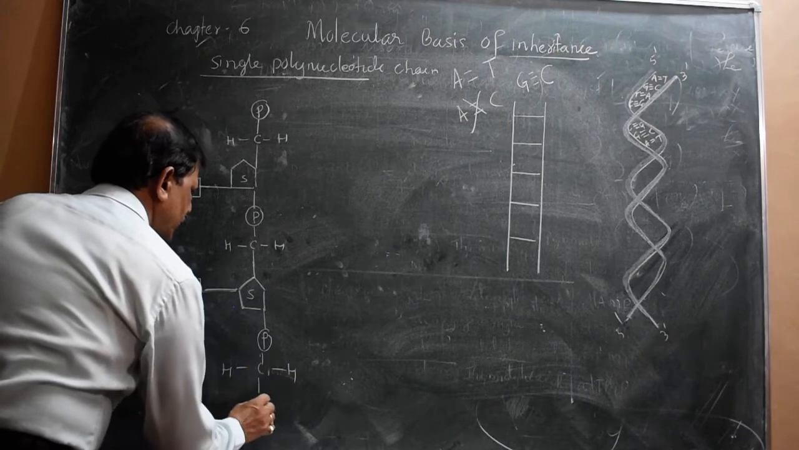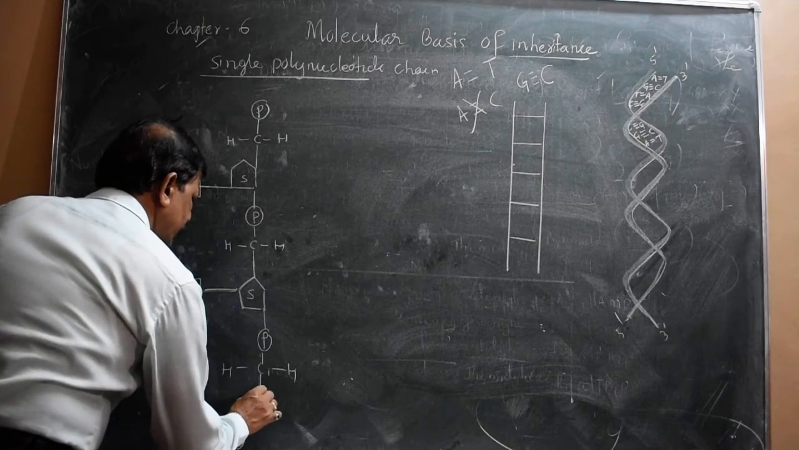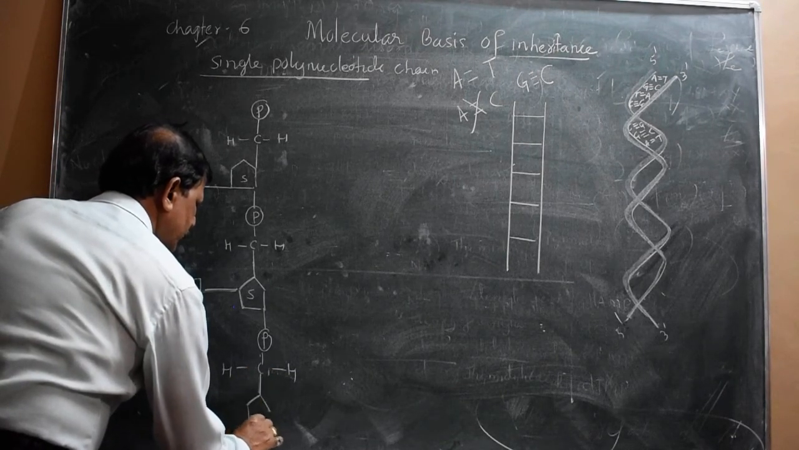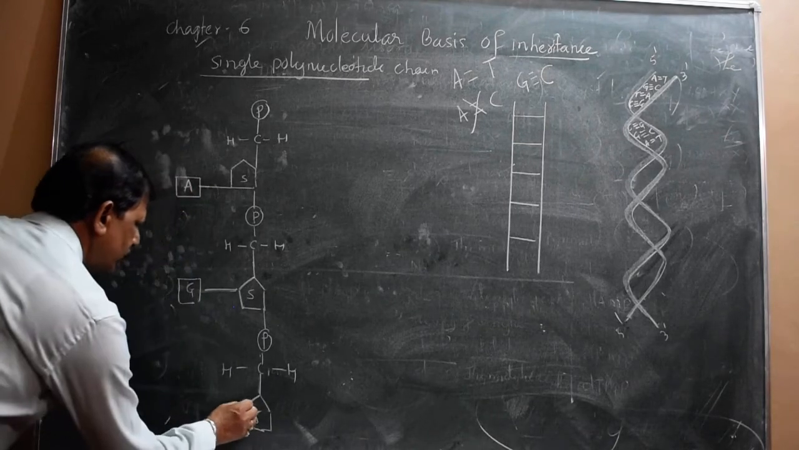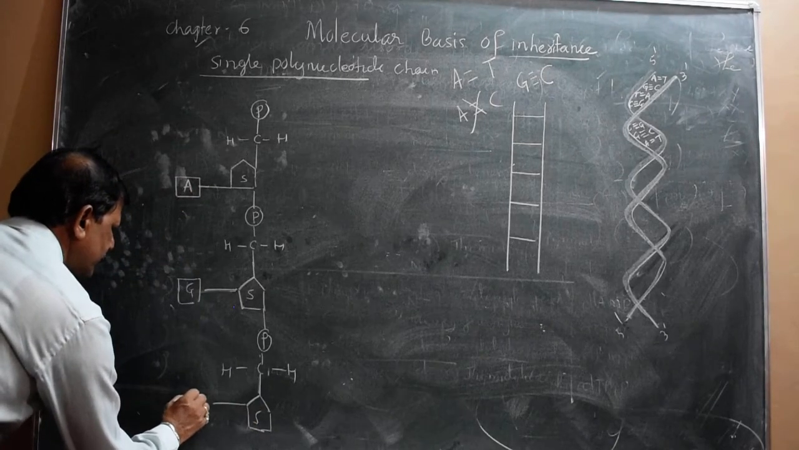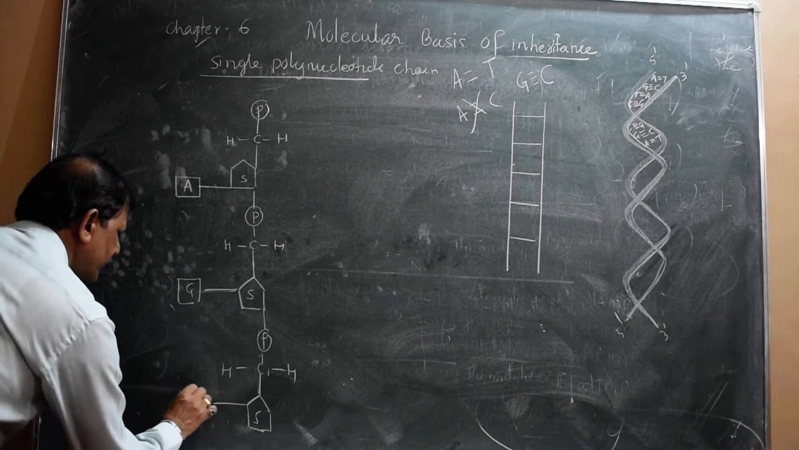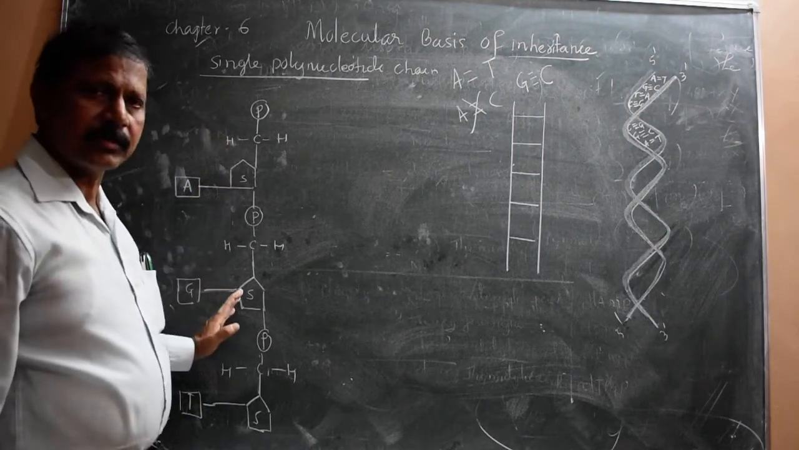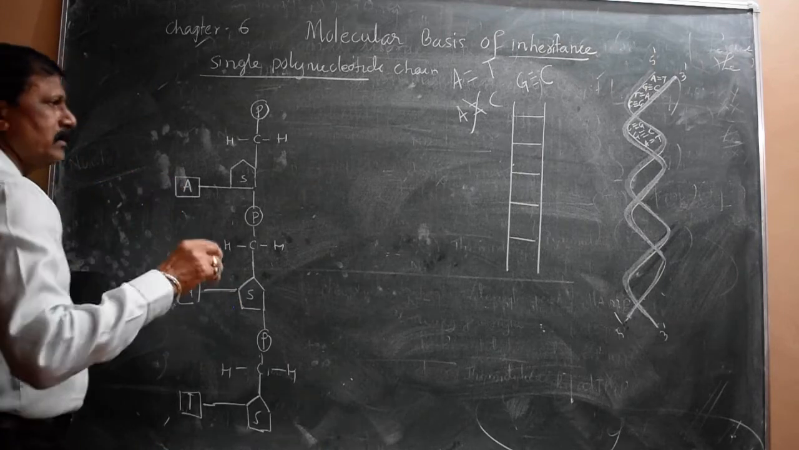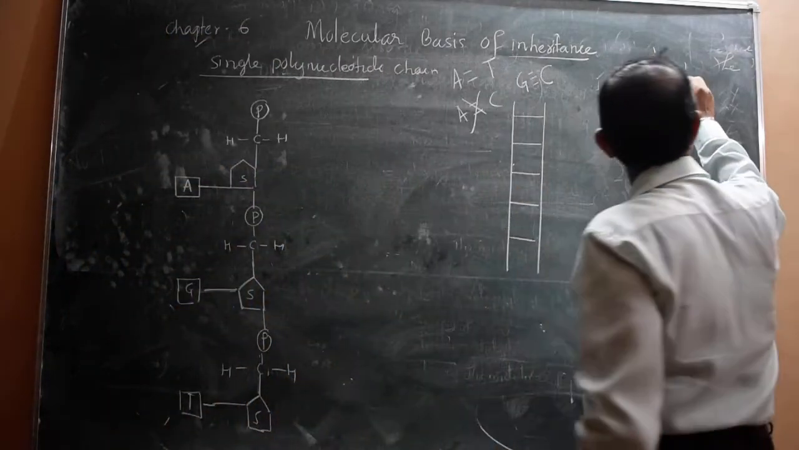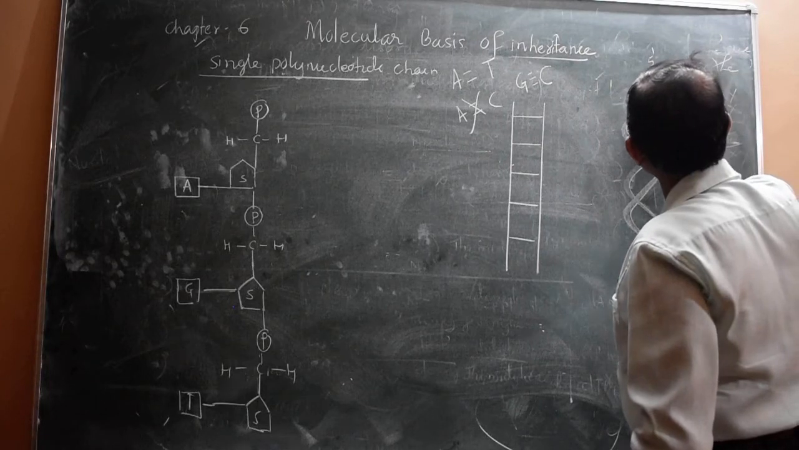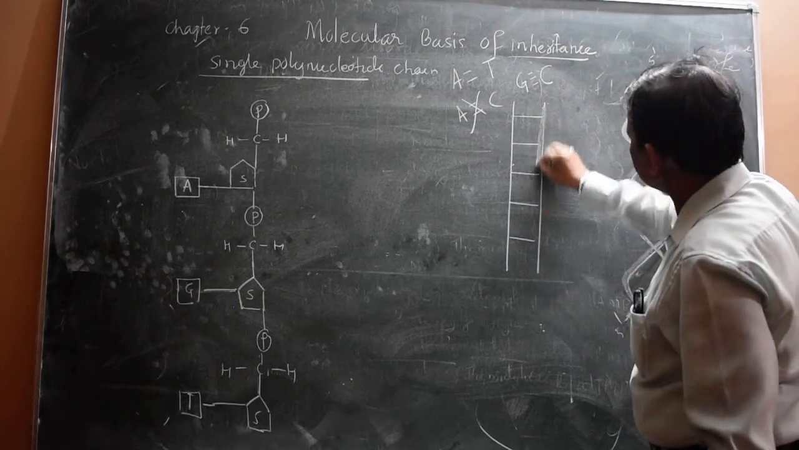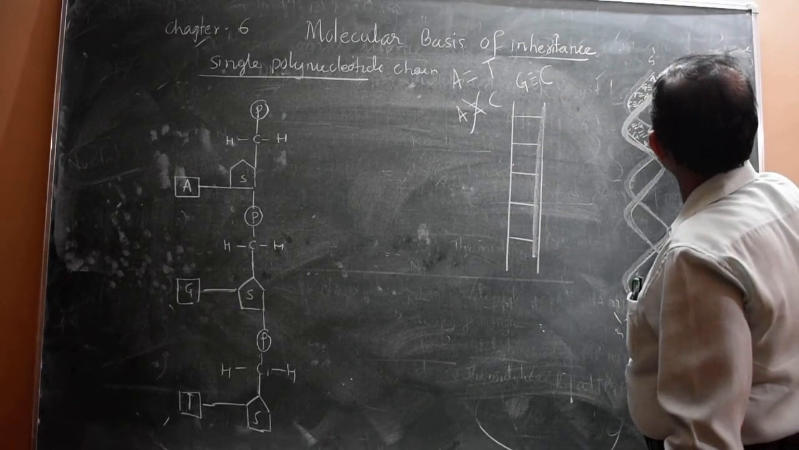You can go to the book also. Here is again one more pentose sugar, and it may be again a T pyrimidine base like this. So this is one polynucleotide chain, meaning one side of the ladder. See, this is a backbone. This is lateral. This is a backbone, sugar phosphate.